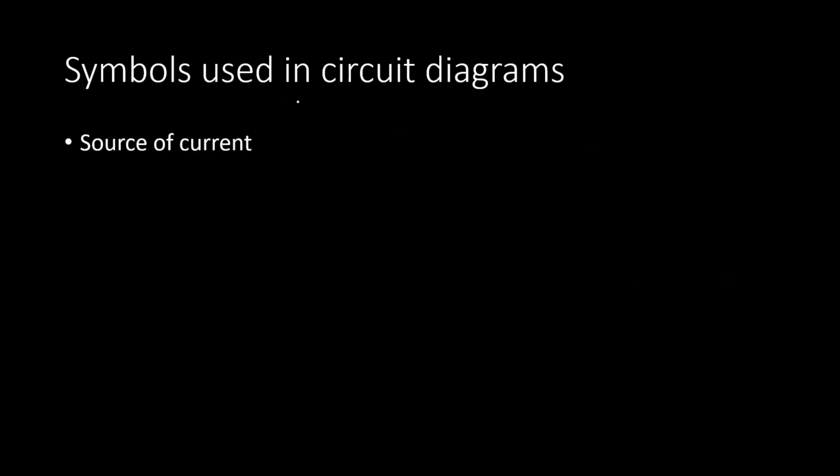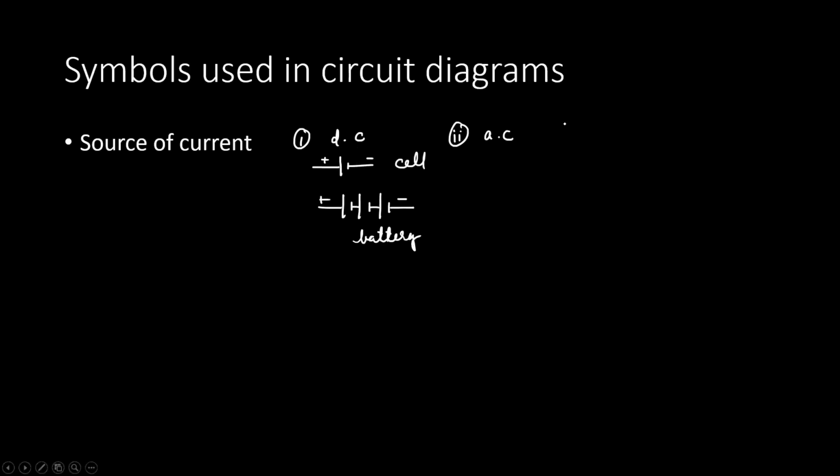Moving to the next part, the symbols that are used in electrical circuit diagrams. Number one, source of current. In source of current, we have two types of sources, direct current and alternating current. Direct current, as we have seen, we receive from a cell. This is how you draw the symbol, positive and negative. So this is a cell. And if you connect more than one cell together, that will be called a battery. Remember, the lines that you draw should be very distinct. One is taller, one is shorter.